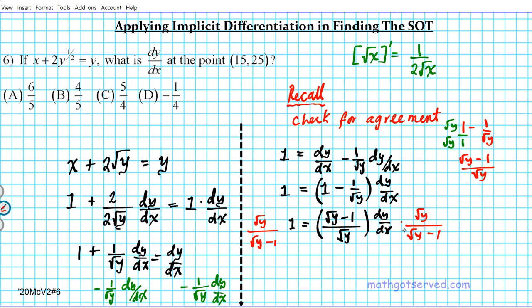And then on the right side, these divide out. Goodbye. Left with 1. And these divide out. Left with 1 also. So we have the slope. Okay, so dy/dx, the slope at any point, is root y over root y minus 1.